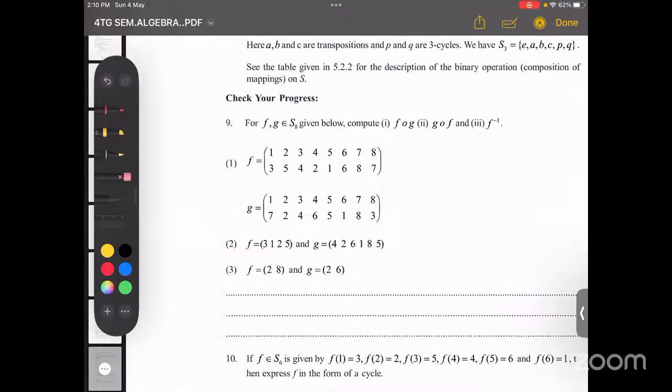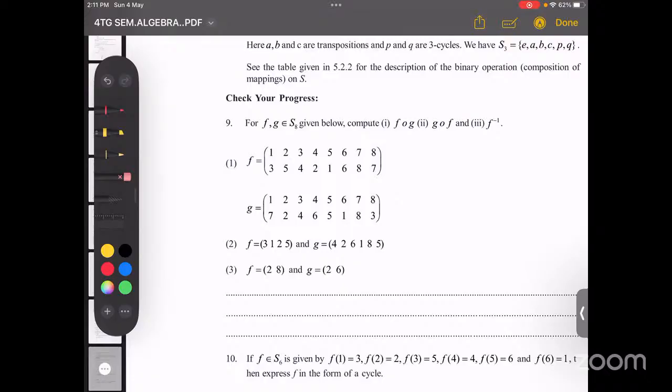So this is the check your progress you have here. For f, g belonging to S8 given below, compute f circle g and also g circle f and f inverse. Okay, so this is the product of the two permutations, or we call it a composition of two permutations. So we'll write f circle g and also g circle f.